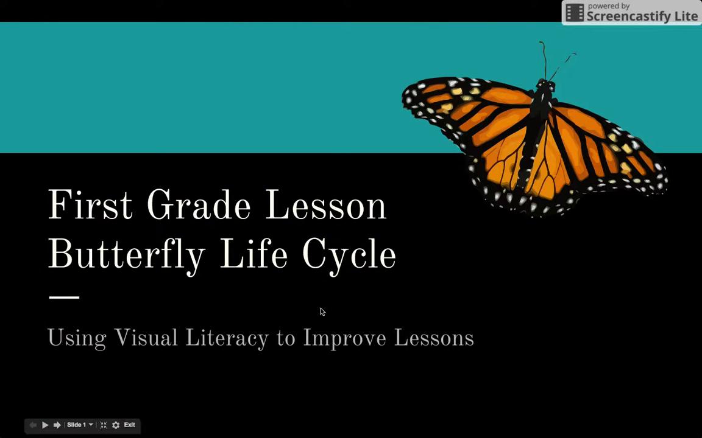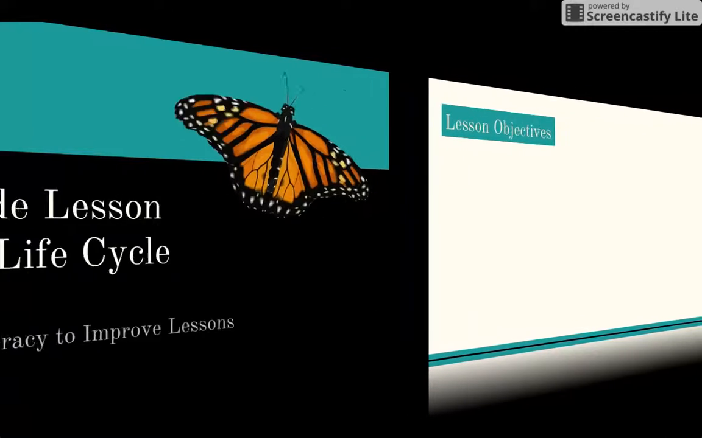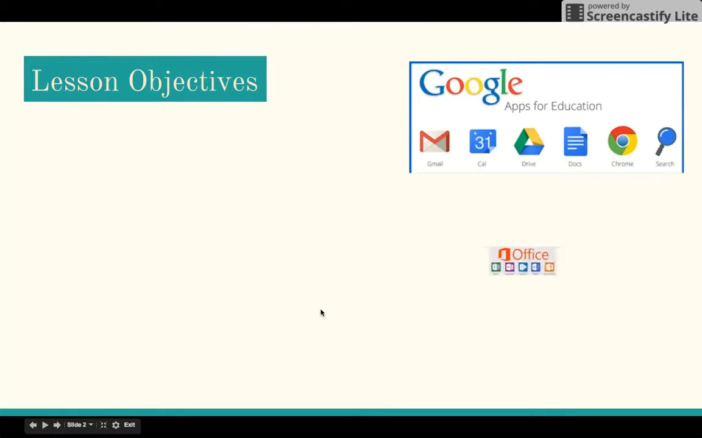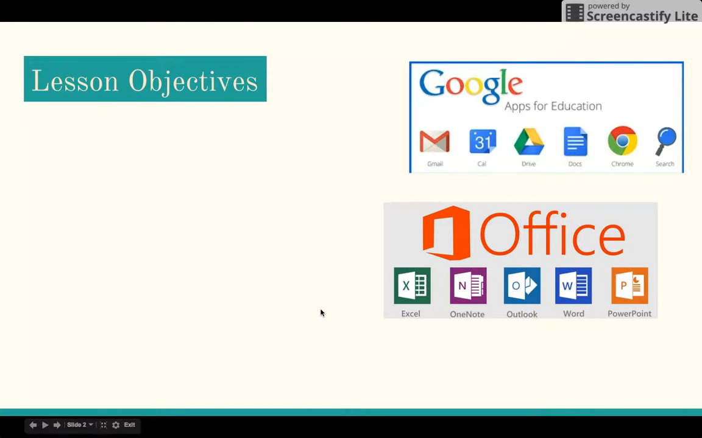For my final project on using visual literacy to improve a lesson, I chose a lesson I do with my first grade classes, writing a summary of the butterfly life cycle. In my role as technology teacher, most of my lessons focus on teaching students how to use various technology tools such as Google Apps and Microsoft Office programs. For this assignment, I chose to improve a lesson that I do with first grade students using Google Docs.